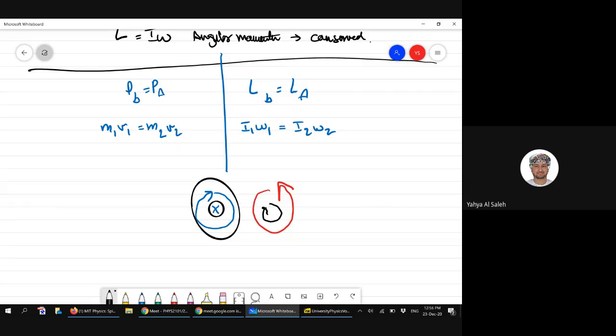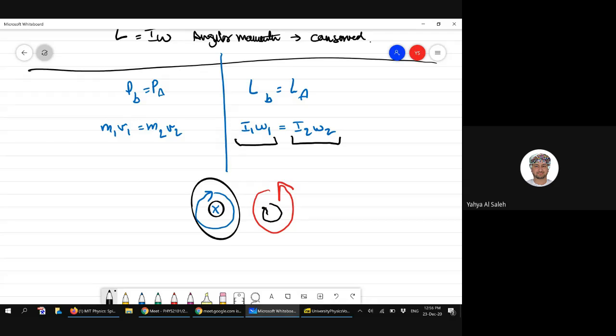Okay, now the rotation speed, the angular velocity, the speed of my rotation for the red line and the black line does not have to be equal, because remember, me as a person, I have a different I than the initially rotating wheel. But the product of them needs to be equal.